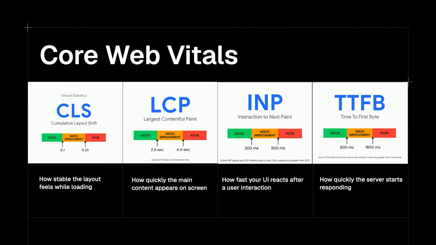Having said that, now that you have a good understanding of my tech stack, let me talk about some of the learnings and lessons along the way. So these were sort of the basics that I wanted to follow. These metrics shaped every single choice I made in the app. How stable the layout feels when loading with cumulative layout shift, largest contentful paint, how quickly the main content appears on the screen, how fast your UI reacts after a user interaction with INP, and how quickly the server starts responding with time to first byte. These metrics also help me build trust with my users as I focus more on them.